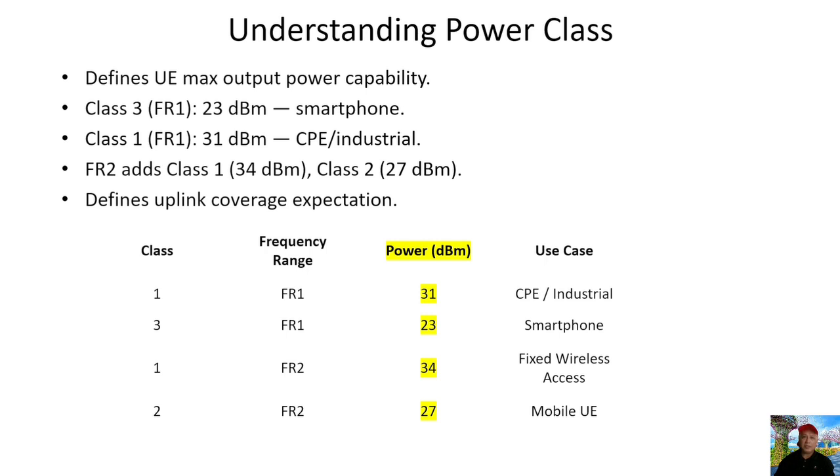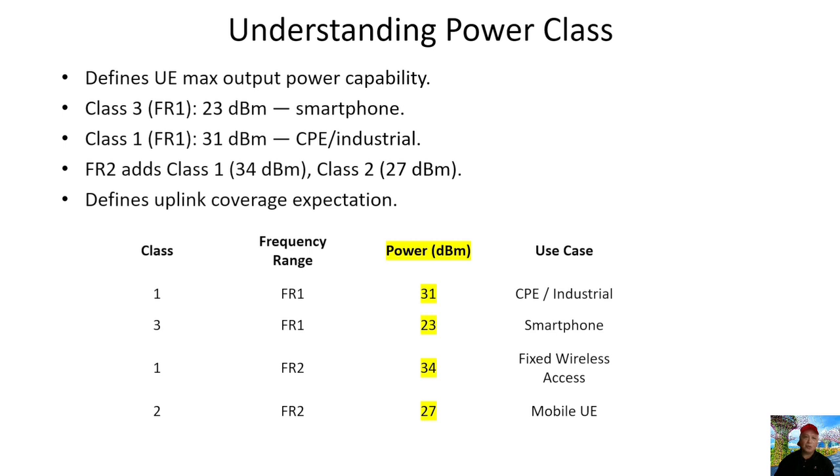In 3GPP specifications, power class defines the maximum output power capability of a user equipment, or UE. Just like LTE, 5G new radio classifies UEs into power categories to match coverage and hardware limits. For example, the most common type, power class 3, specifies a nominal output of 23 dBm for FR1. High-power devices like industrial or fixed wireless terminals may use power class 1, delivering up to 31 dBm.